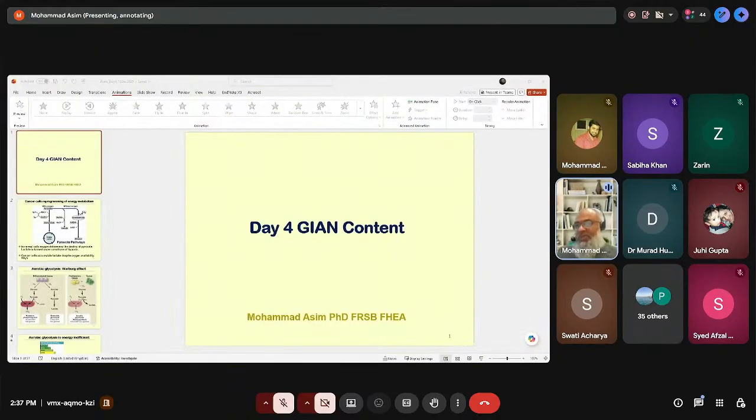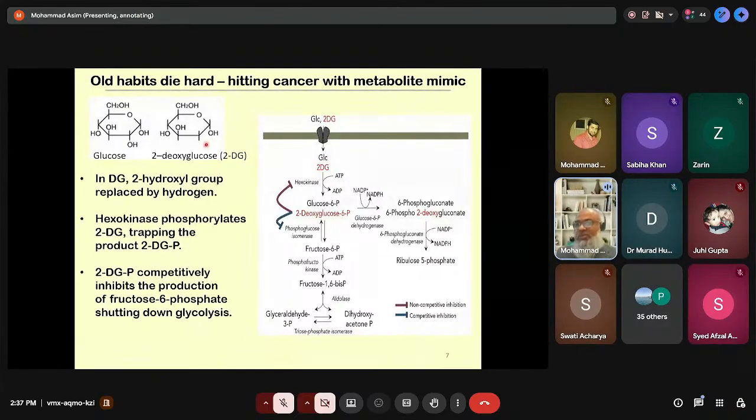So what happens with this molecule? If you use this as a carbon source, of course, this is taken in by the cell through the glucose transporters and is actually recognized by the first enzyme, the hexokinase. And hexokinase can phosphorylate this and traps it as 2-deoxyglucose 6-phosphate. Well, hexokinase traps glucose in the same way. It phosphorylates glucose, so it cannot leave the cell.